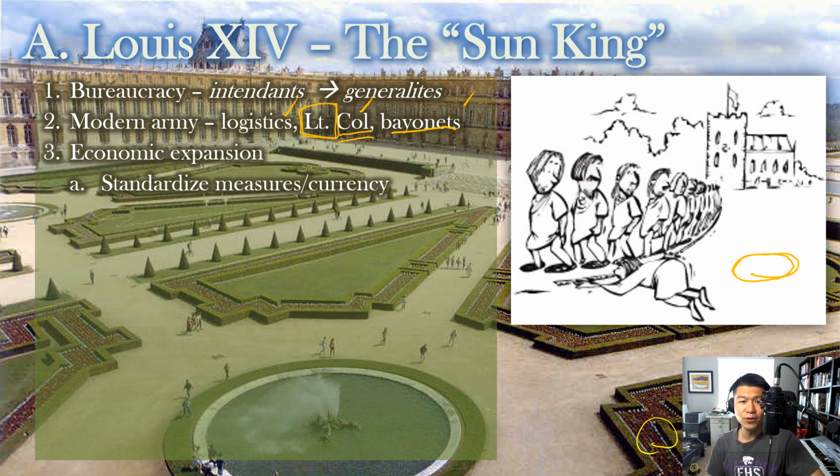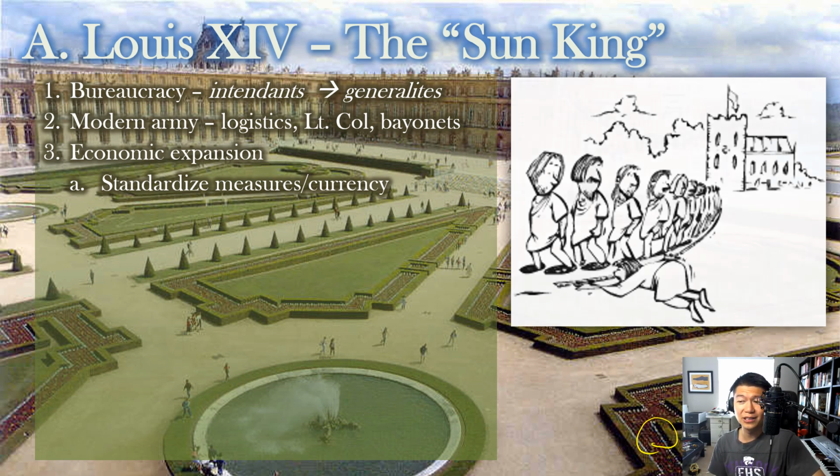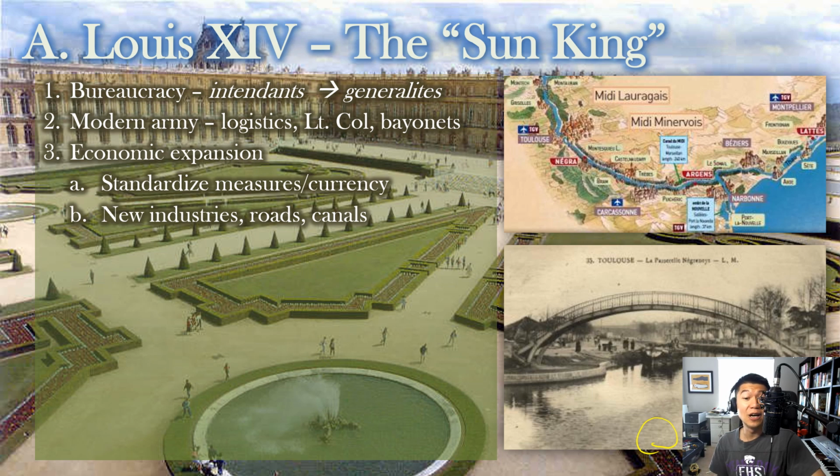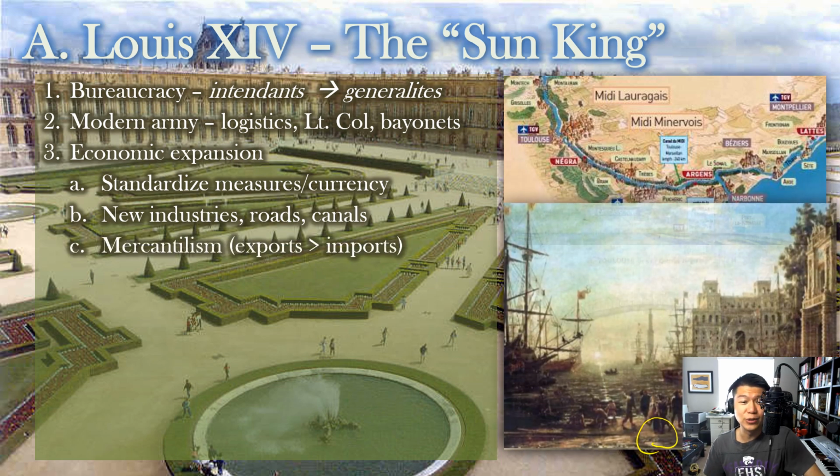Furthermore, there are economic changes in terms of the standardization of measures and currency, which is going to start to sound like, hey, this is like the old Roman past here, whereby a larger government is able to centralize really essential things like standards and measures, road systems, canal systems as well, and some subsidies for new industries.